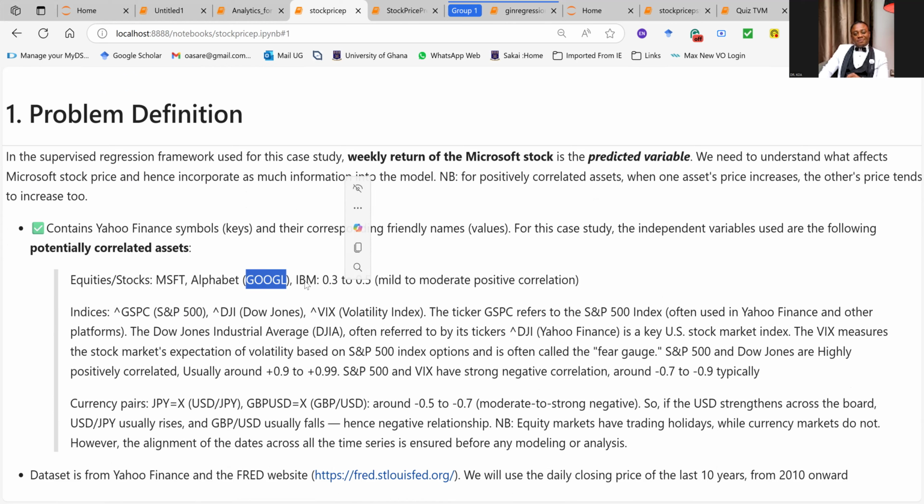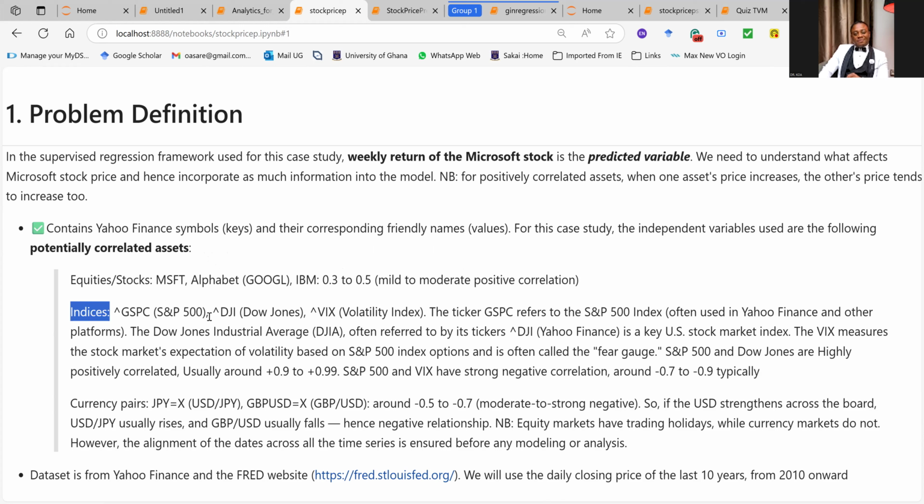We are going to take International Business Machines, which is another stock. Now, most of these particular variables, these three stock prices, have moderate positive correlation with each other. In other words, the correlation is between 30% and 50%. But we are including these variables. Another group of variables we are going to be using are the indices. What are those indices?